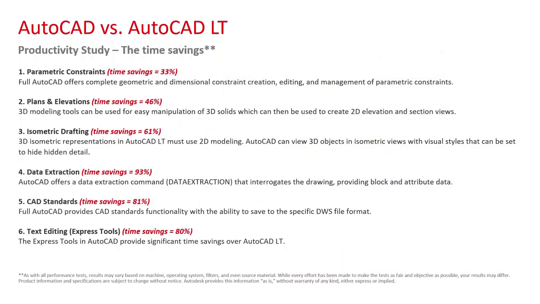So let's have a look at what the productivity study actually covered, the time savings. And again, a couple of little asterisks there at the top, a little disclaimer, just to say that obviously every effort has been made to make sure that these tests are as fair and objective as possible. Your results might differ to the percentages that I'm quoting here on the screen. So parametric constraints in full AutoCAD, there's a complete geometric and dimensional constraint creation, editing and management suite in full AutoCAD. And it gives you roughly time savings of 33%.